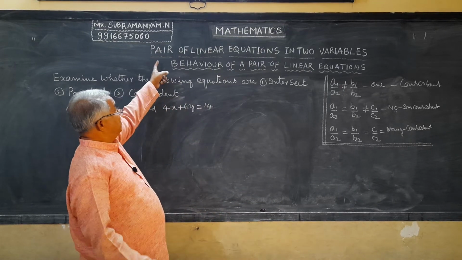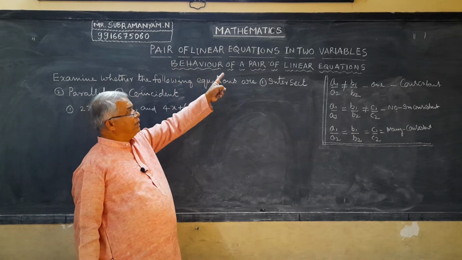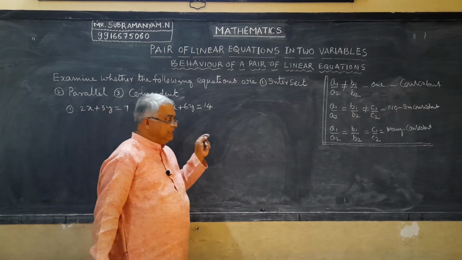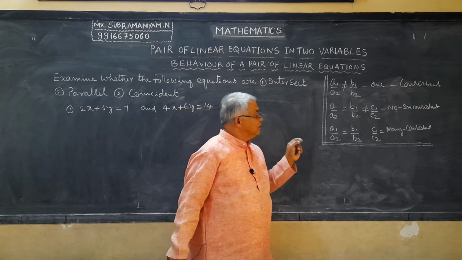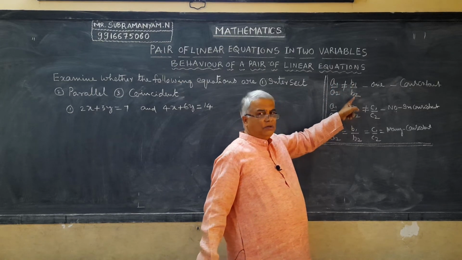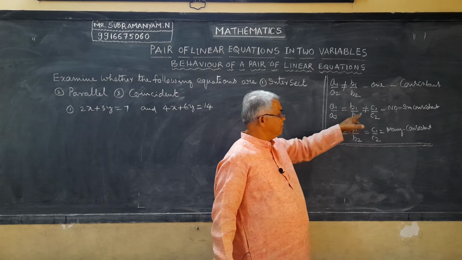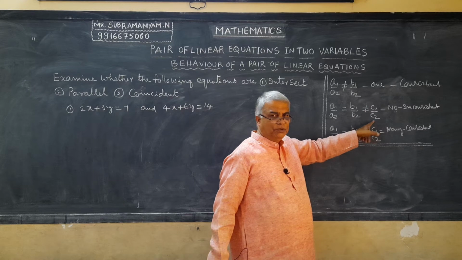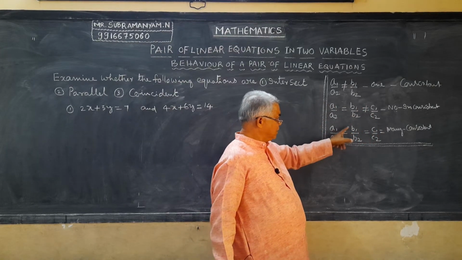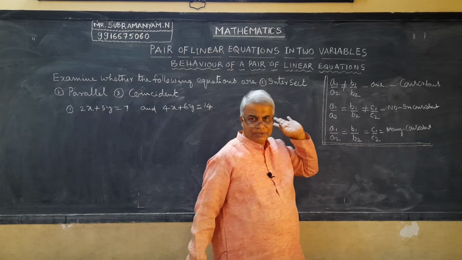The chapter, pair of linear equations in two variables, the topic, behavior of pair of linear equations. So in the previous video we have seen the conditions. If a1 by a2 not equal to b1 by b2, one solution. a1 by a2 equal to b1 by b2 not equal to c1 by c2, no solutions. a1 by a2 equal to b1 by b2 equal to c1 by c2, many solutions.